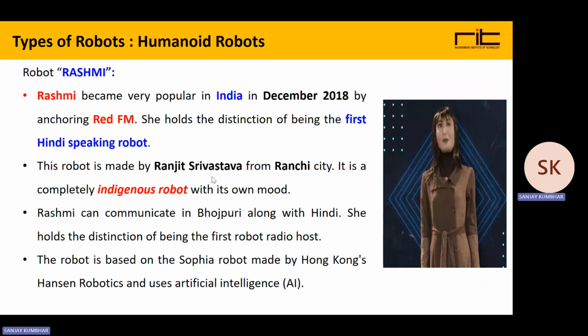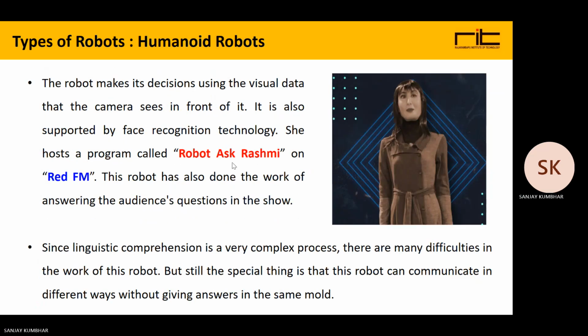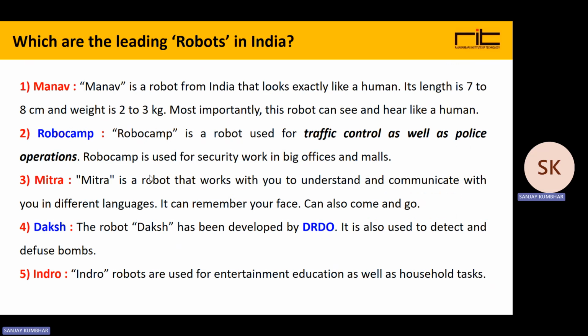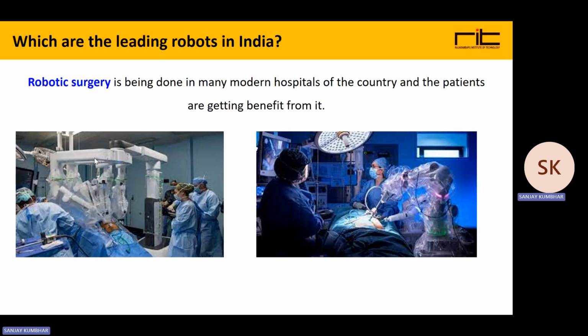Then Rashmi, the first Hindi-speaking robot, was developed by Ranjit Srivastav. He operates the robot Ask Rashmi on Red FM. Then Shalu, as described earlier, was developed by Dinesh Patel, and Shalu is now a robot teacher, also included in the syllabus of CBSE. Apart from that, there are many different robots available: Manav, Robocom, Mitra, Daksha, Indro. All these robots you will learn about in the basics of robotics.